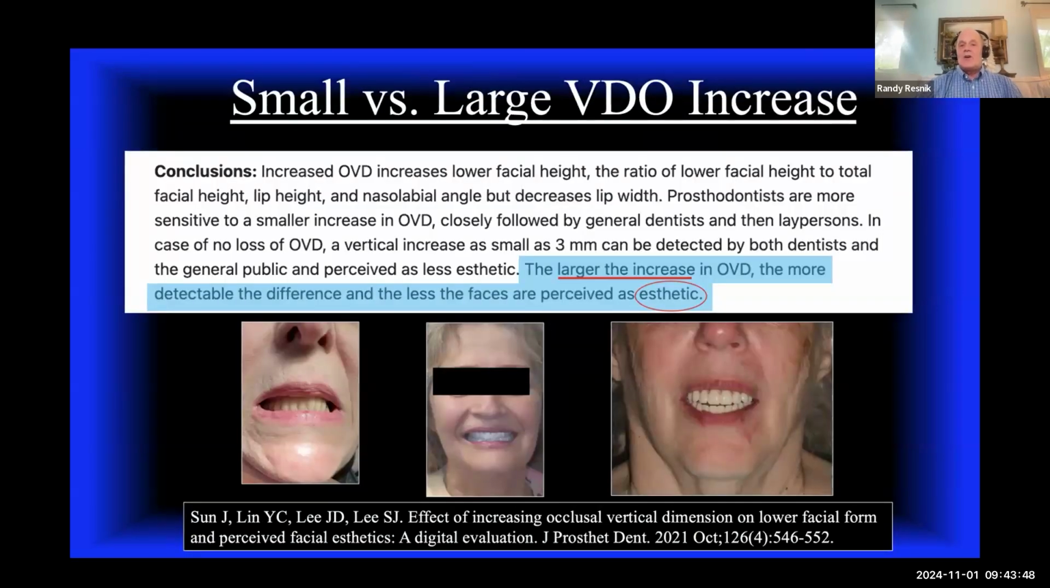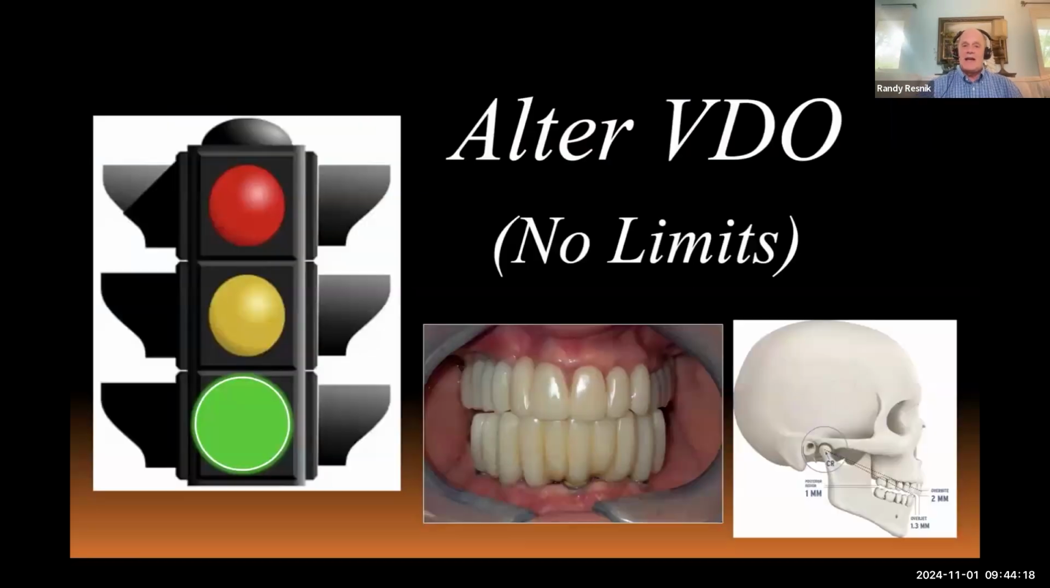Here's an article that talks about the aesthetic value of VDO increases, small versus large. What I see a lot is when patients come in and their VDO is way too increased, there'll be significant aesthetic issues. So there's this balance between function and aesthetics you have to take into consideration when you're just saying, oh, okay, I'm going to open this patient's vertical. You have to be very careful with that.